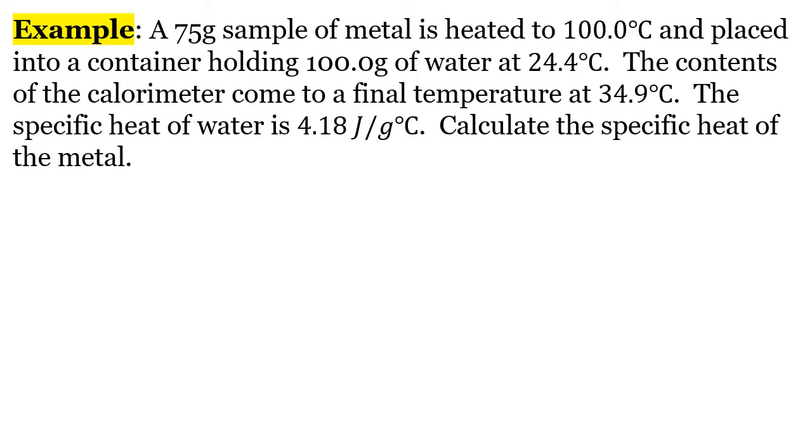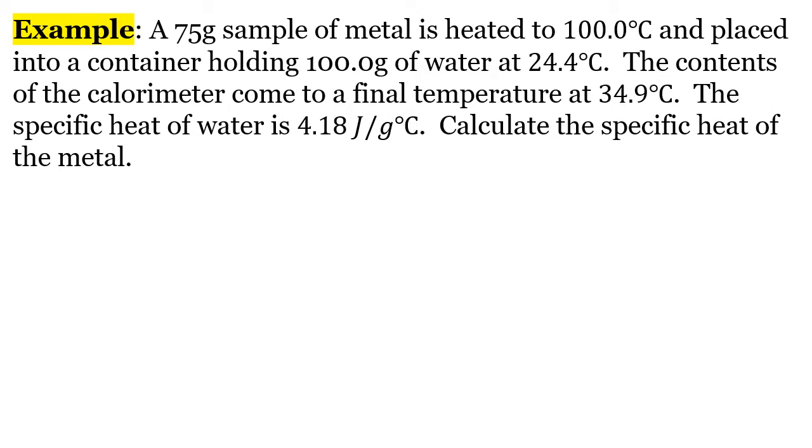All right, let's look at an example. You have a 75-gram sample of metal and it's heated to 100 degrees Celsius, and it's placed in a container holding 100 grams of water at 24.4 degrees Celsius. The contents of the calorimeter come to a final temperature of 34.9 degrees Celsius. The specific heat of water is 4.18 joules per gram degree Celsius. Calculate the specific heat of the metal. This is exactly what we're going to do in the lab.